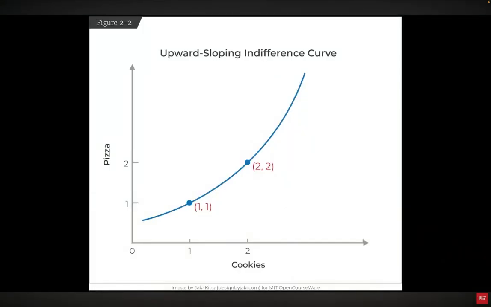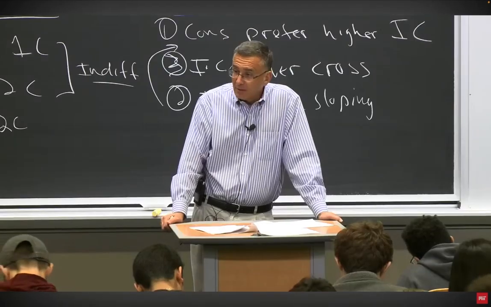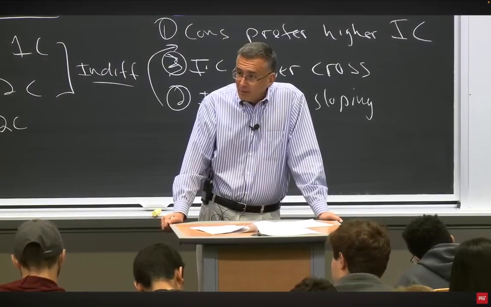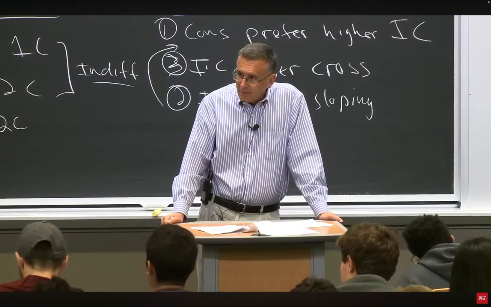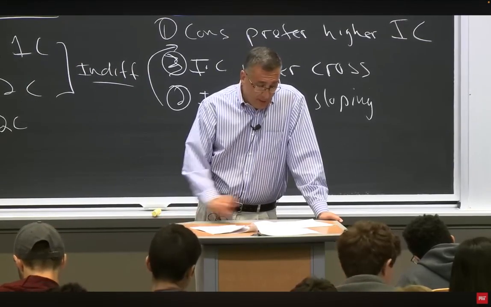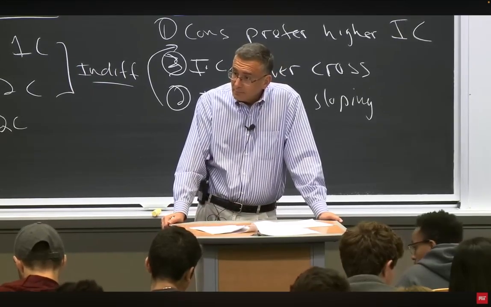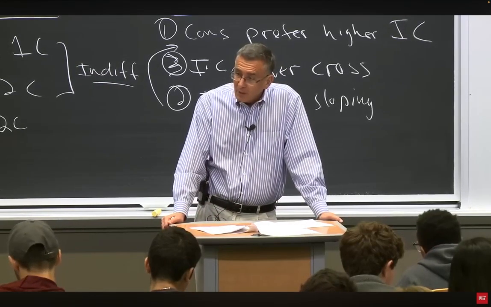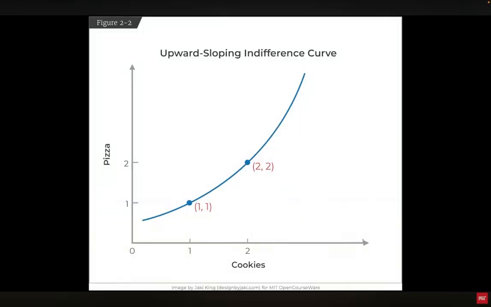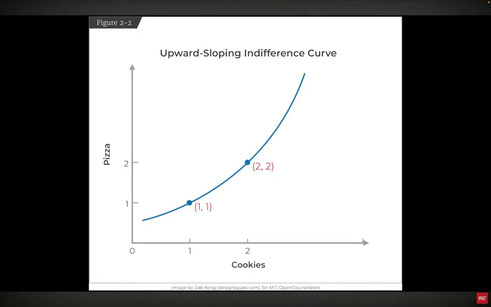So look at figure 2.2. Here's an upward sloping indifference curve. Why does that violate the principle of non-satiation? Well, either you're somehow less happy if you have more cookies, or you're less happy if you have more pizza. And that violates non-satiation. Exactly. So basically, on this curve, you're indifferent between one of each and two of each. You can't be indifferent. Two of each has got to be better than one of each. So an upward sloping indifference curve would violate non-satiation. So that's the second property of indifference curves.